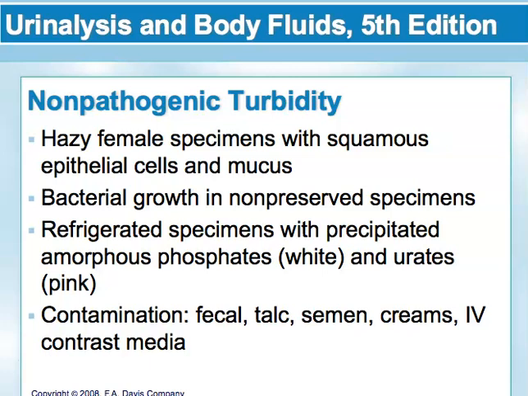precipitates. Amorphous phosphates and carbonates produce a white precipitate in urine with an alkaline pH, whereas amorphous urates are going to produce a pink precipitate in acidic urines. Some other non-pathologic causes of turbidity could be semen, fecal contamination, radiographic contrast media, talcum powder, and vaginal creams.